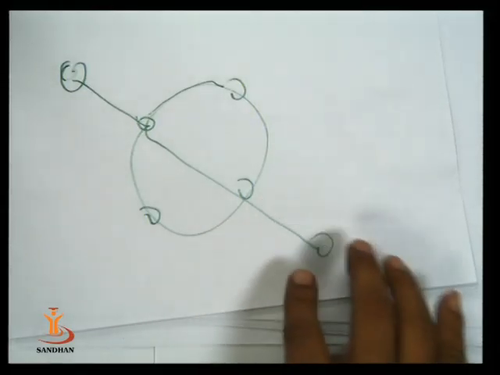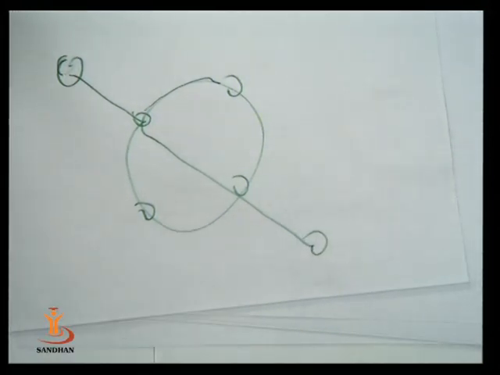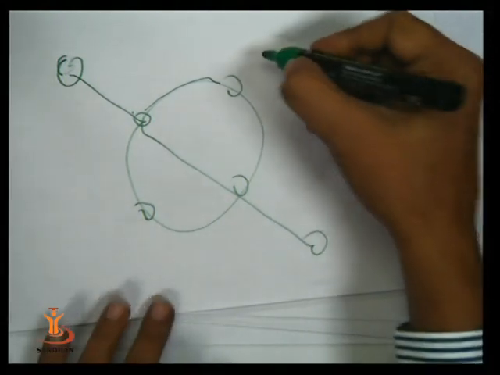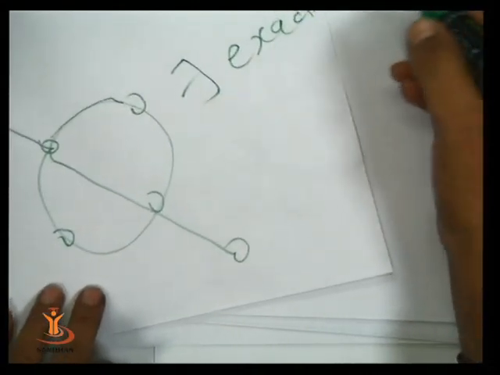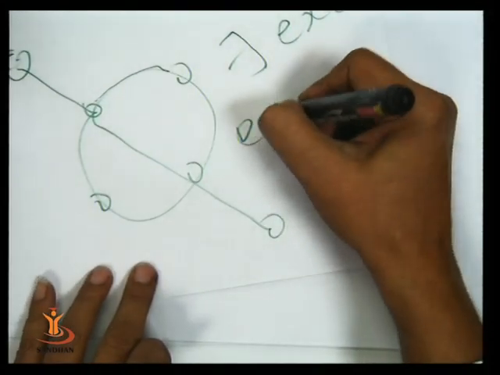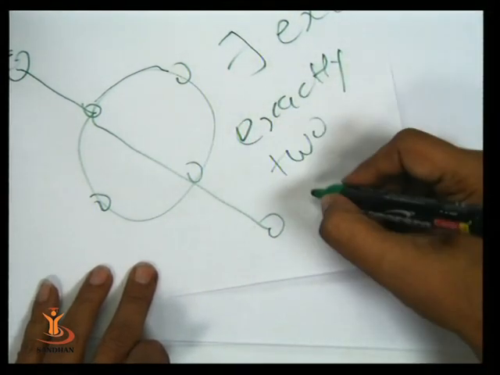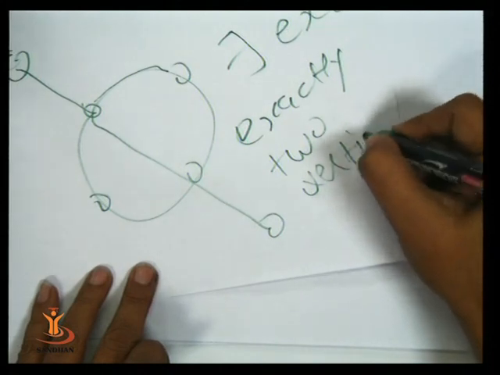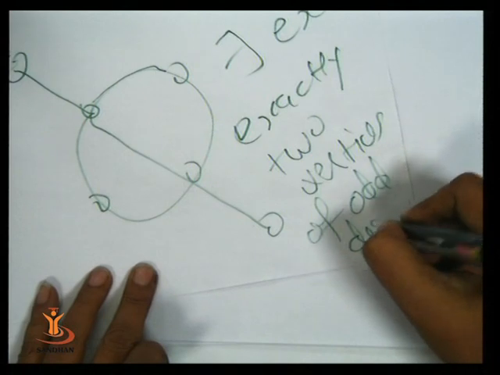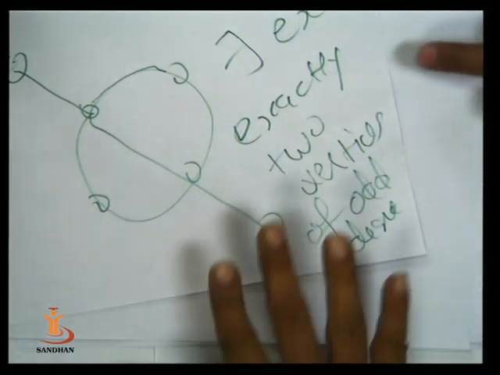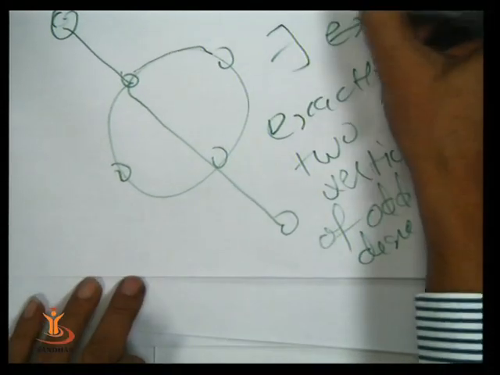This figure is a sometime traversable curve. Here, if there exist exactly two vertices of odd degree. There exist exactly two vertices of odd degree.